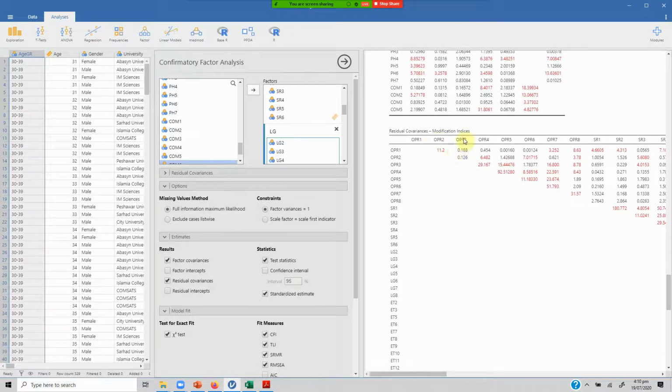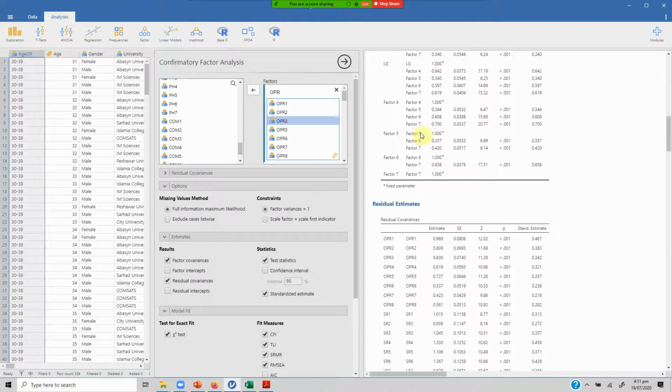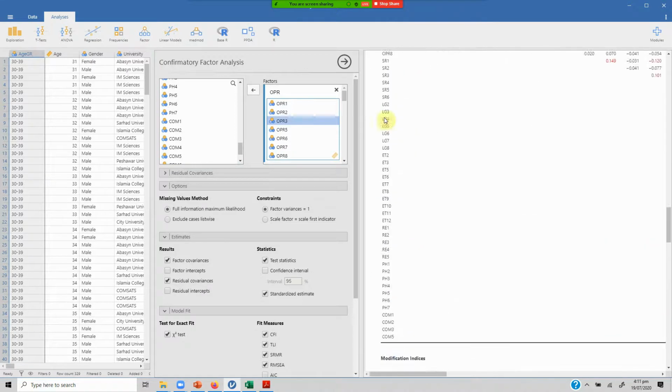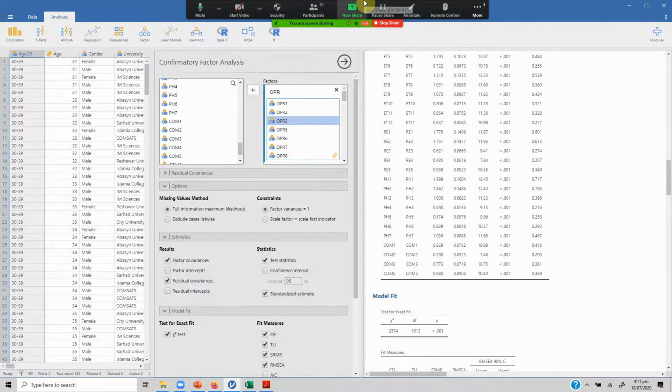So this is standardized residual covariance. Some of them are very high. So if you go on and remove these items, your problem to a certain extent might be solved as well. Like this OPR5, the standardized residual covariance is 92, which is significantly high. So this is how you do CFA in Jamovi or any other software.